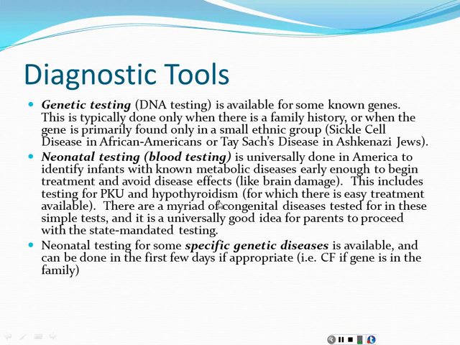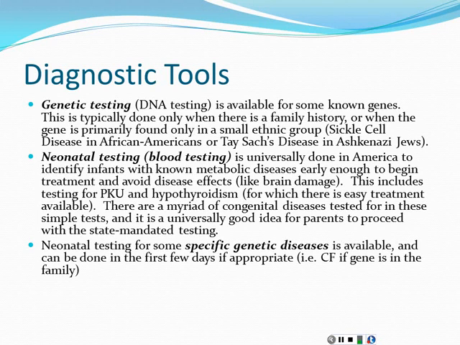So PKU is phenylketonuria, and basically it's the patients are lacking an enzyme, which means that they can't break down certain amino acids. And their phenylketones end up getting very elevated, and that causes brain damage, among other things. Hypothyroidism is not having enough thyroid around.